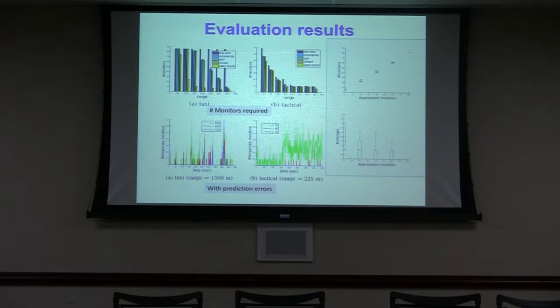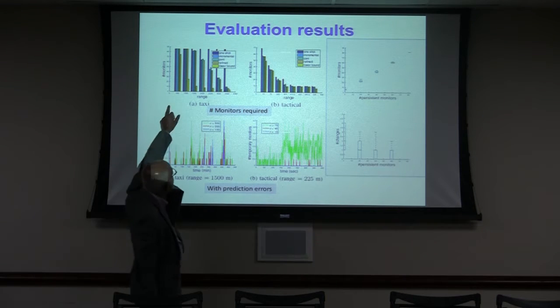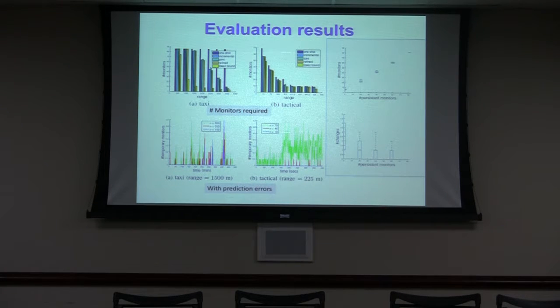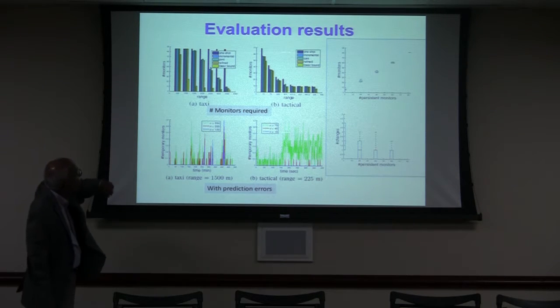For these two, the mobilities are different. In the taxi cab data set, the cabs move independently. In the tactical network, you have subnets that move in tandem, without much variation. So you have subnetworks that are fairly stable topologies, so you have fewer topologies. What I'm showing on the x-axis is the communication range. Larger values of range mean a denser network, so you should expect fewer and fewer monitors. And of course, you see that there.